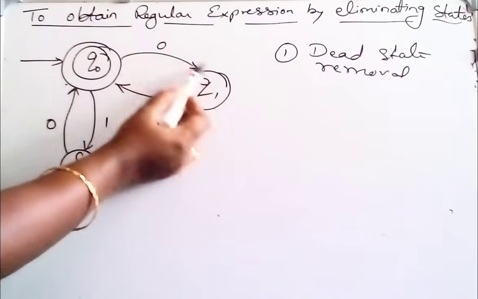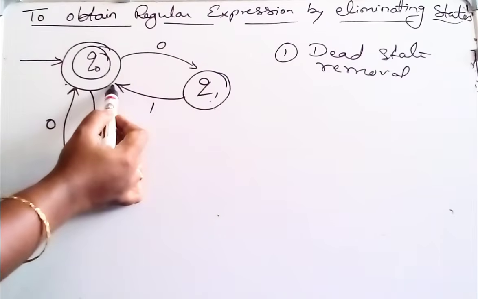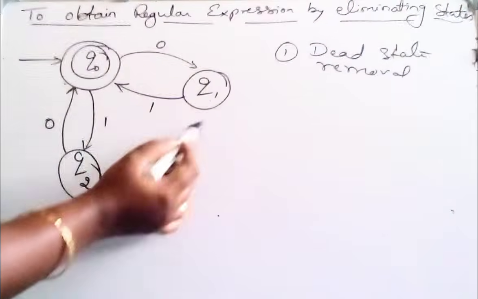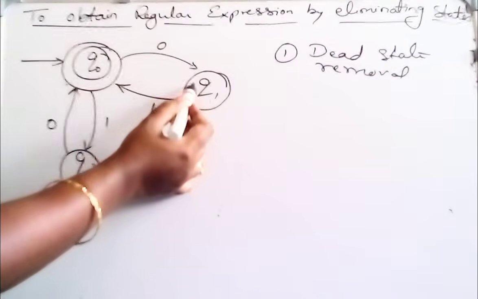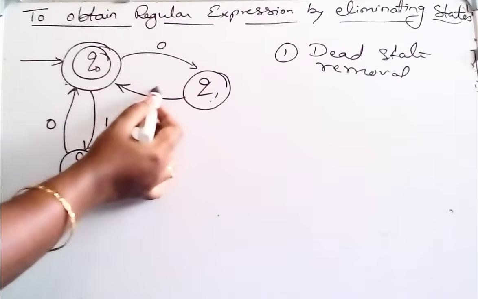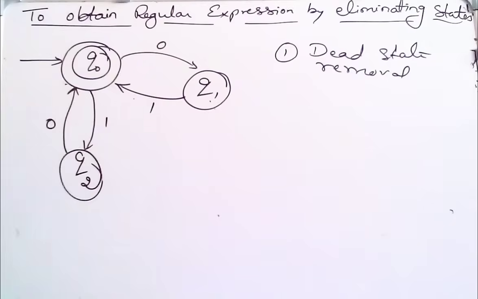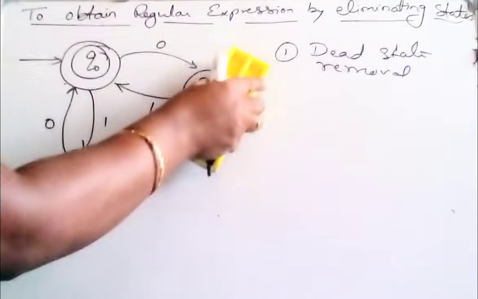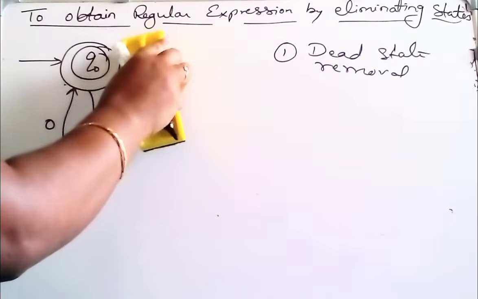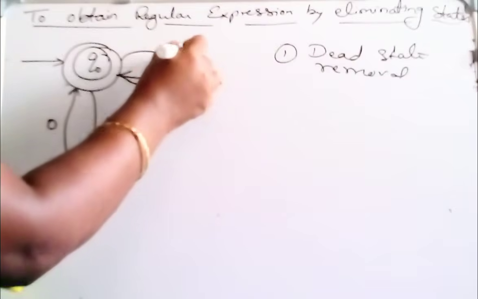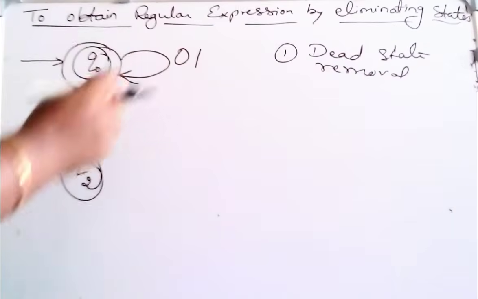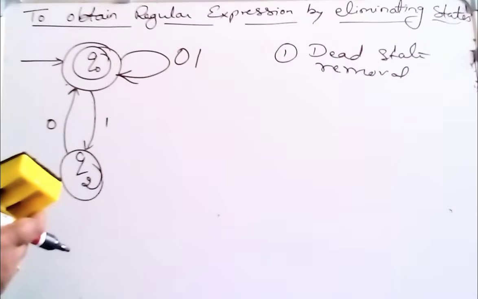On giving 0 from Q0, it is going to Q1. From Q1, on reading 1, it is coming back to the state Q0. So 0, 1, 0, 1 here. What is the path I have to preserve now? 0, 1: on giving 0, 1, it is coming to the state Q0. So the next step is to remove the state Q1, and I am writing a loop on reading 0, 1 coming to the state Q0.